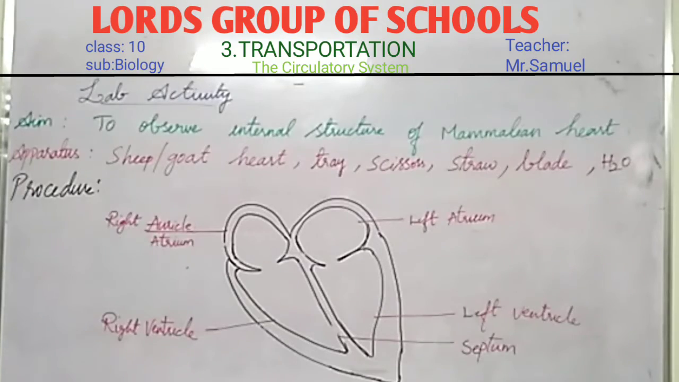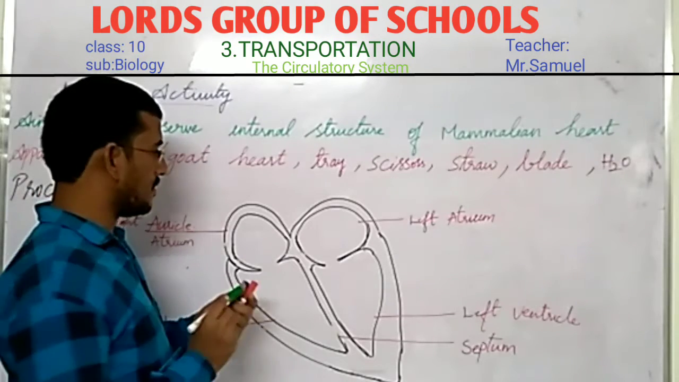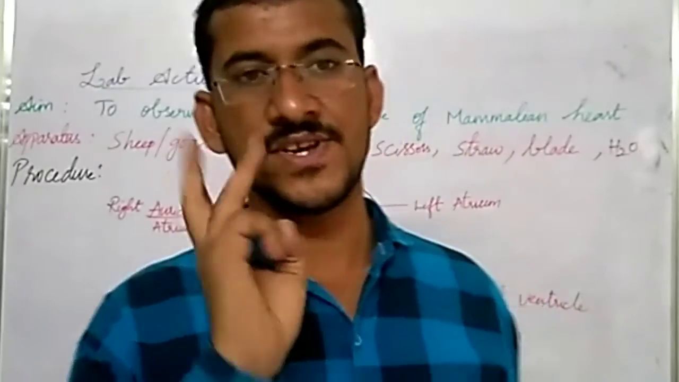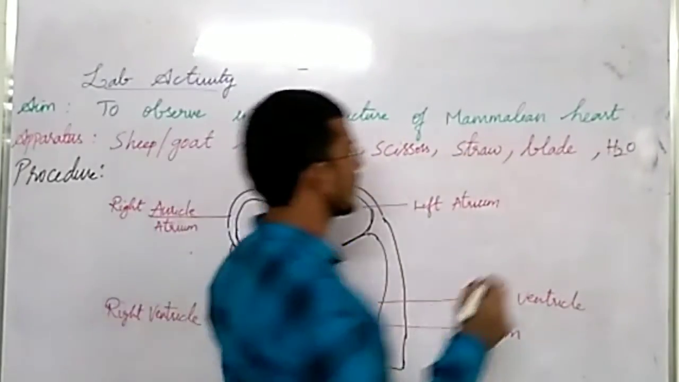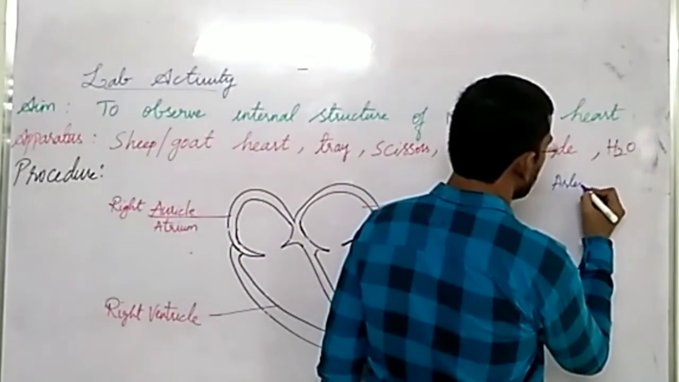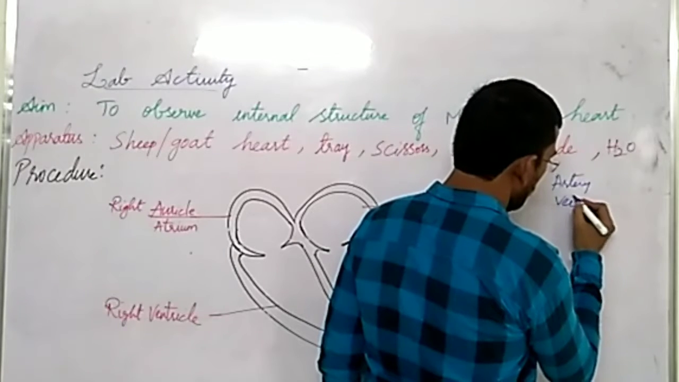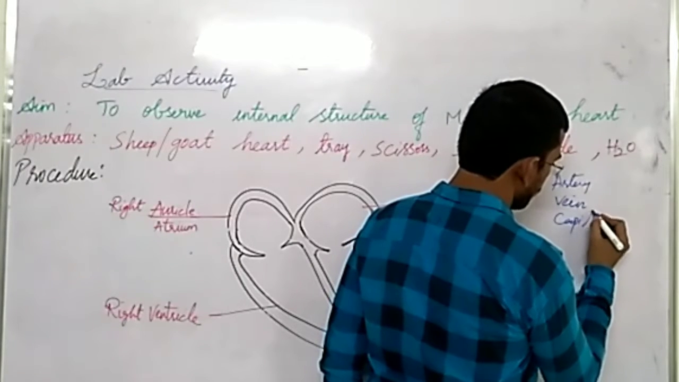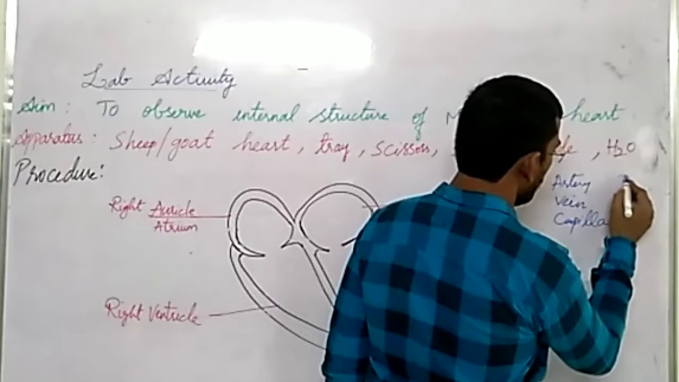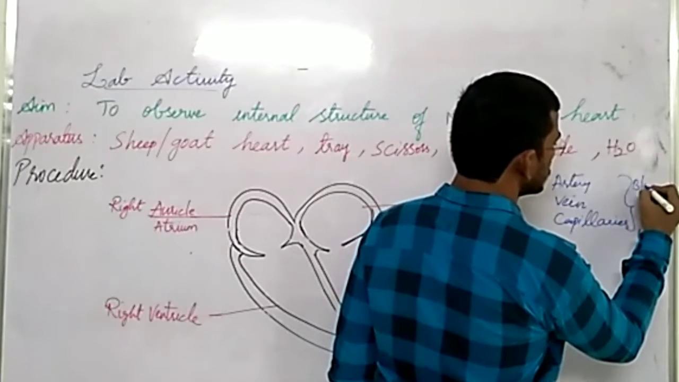This is continuation of previous class. Now, let us see the blood vessels. Blood vessels are of three types: artery, vein, and blood capillaries. These are the three types of blood vessels.